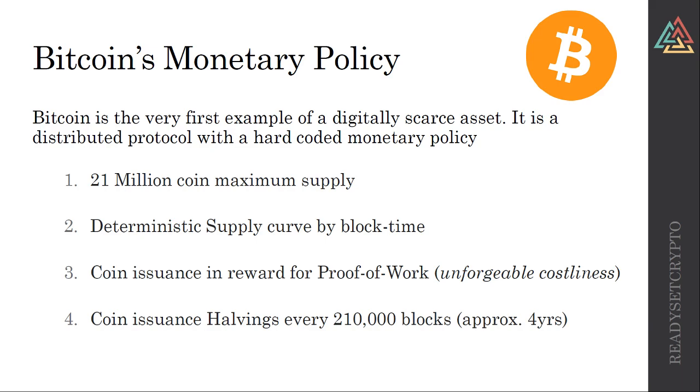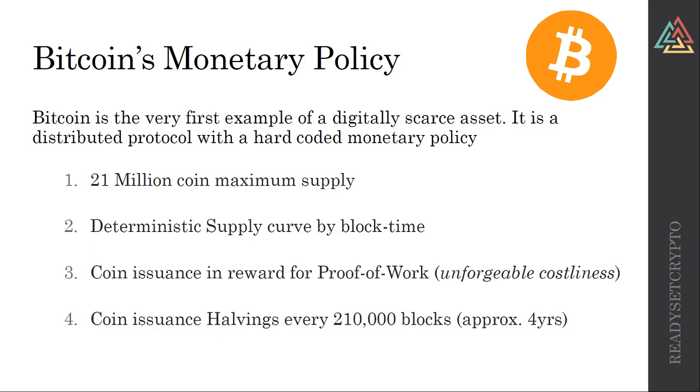So the hard-coded monetary policy is really the key invention here. And it's that 21 million coin maximum supply, a deterministic supply curve, which is based on block time, which targets 10 minutes, but it's not exactly 10 minutes. But all Bitcoin sees is block time. It doesn't see our typical date time.